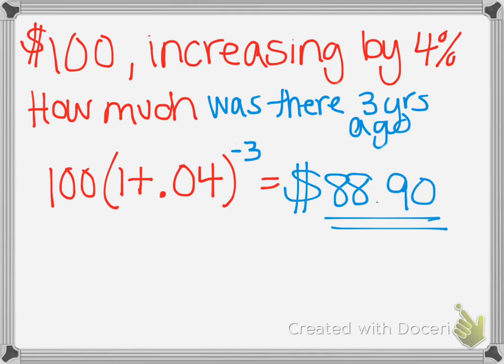So every time you do a growth and decay problem, you always want to double check and make sure your answer makes sense. Is it increasing? Is it decreasing? Should I have more money? Is it increasing too much? Did I accidentally say 0.4 instead of 0.04? So always double check and make sure your answer makes sense.